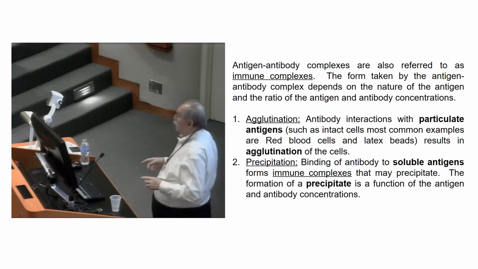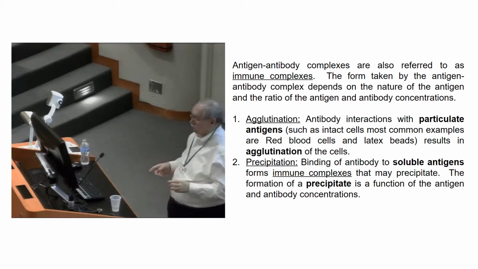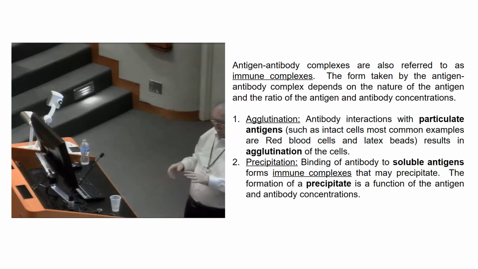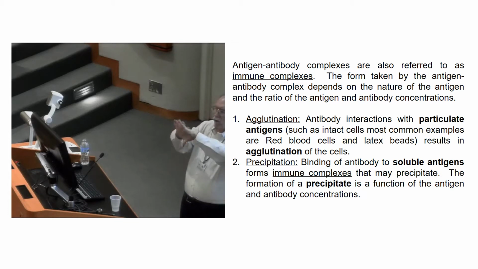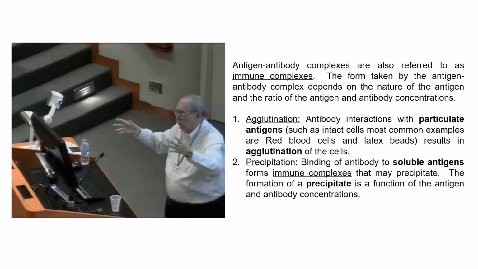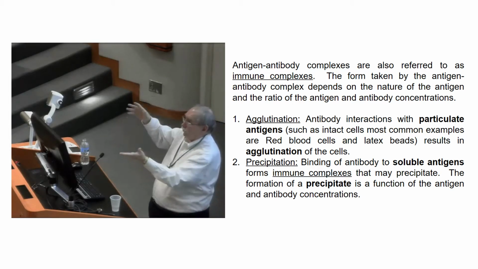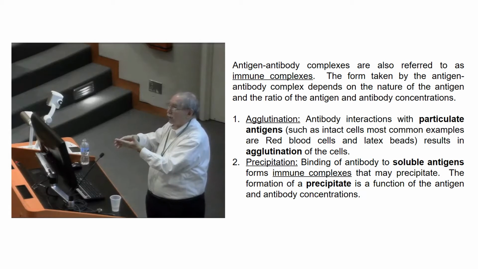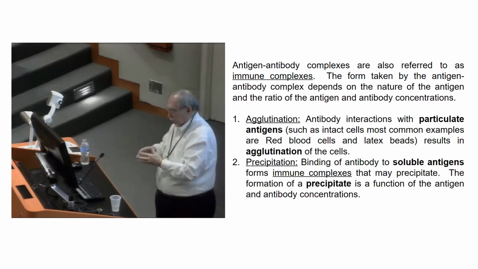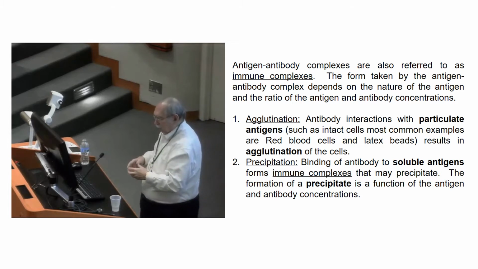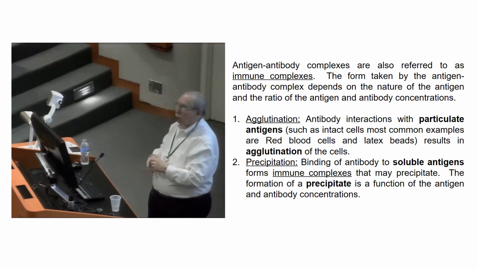Well, that's exactly what happens in antigen-antibody reactions. When antibody is added to antigen, if it's soluble antigen and not part of a cell or something like that, they cross-link each other, forming a large lattice-like structure, a crisscross structure, which eventually gets so large it can no longer remain in solution. So it falls out of solution or precipitates. And that's one of the characteristics of antigen-antibody reactions.